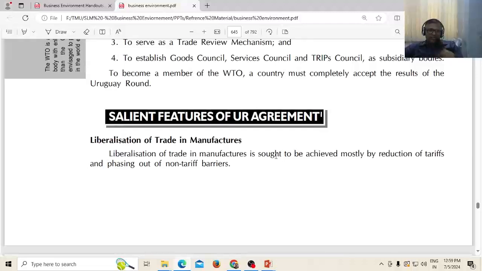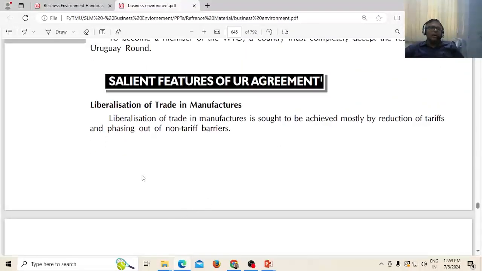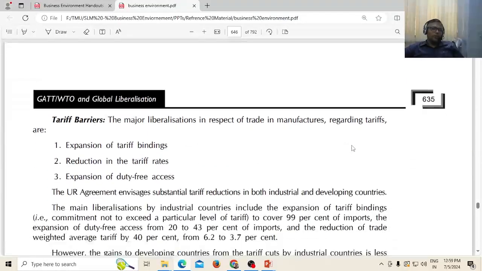Thus, the salient features of the Uruguay Round agreement. The liberalization of trade in manufactures was focused on. The liberalization of trade in manufactures is sought to be achieved mostly by reduction of tariffs and phasing out of non-tariff barriers. The major liberalization in respect of tariffs on trade in manufactures was: first, expansion of tariff bindings; second, reduction in tariff rates; third, expansion of duty-free access.